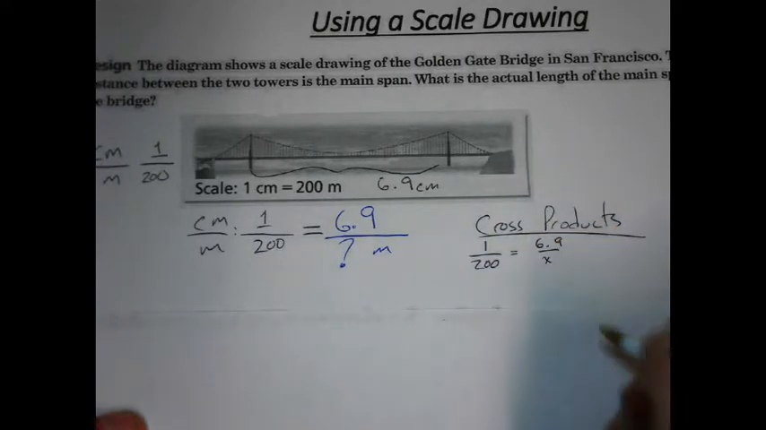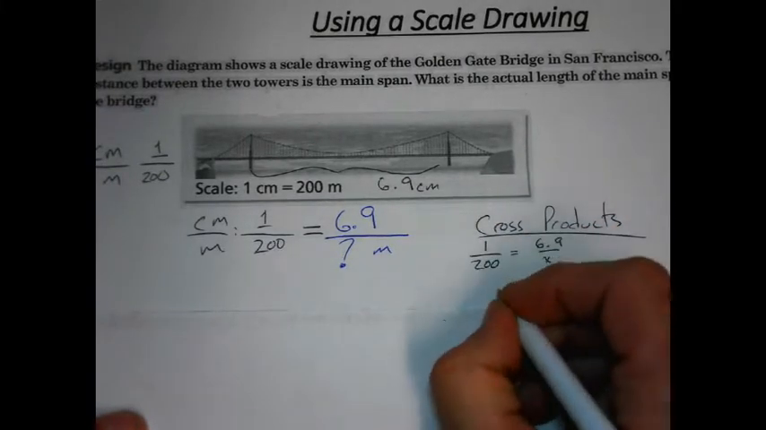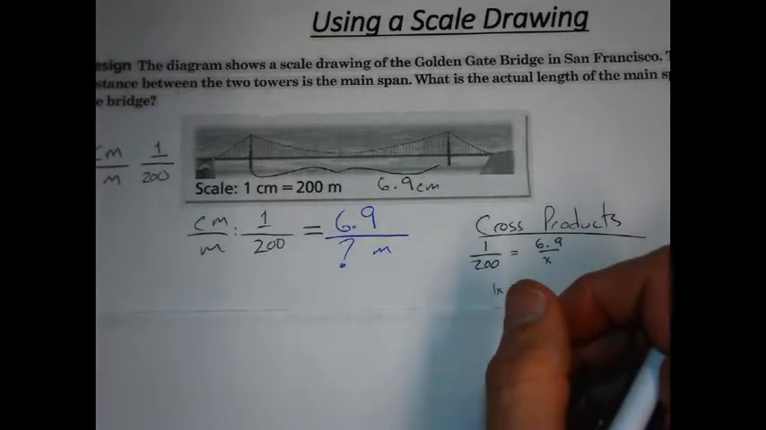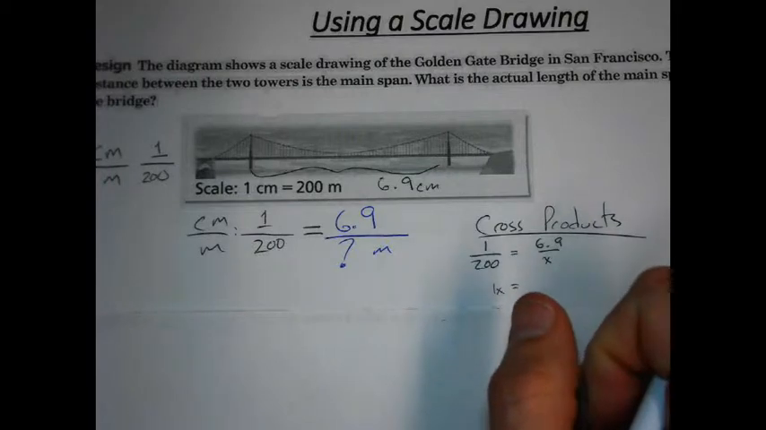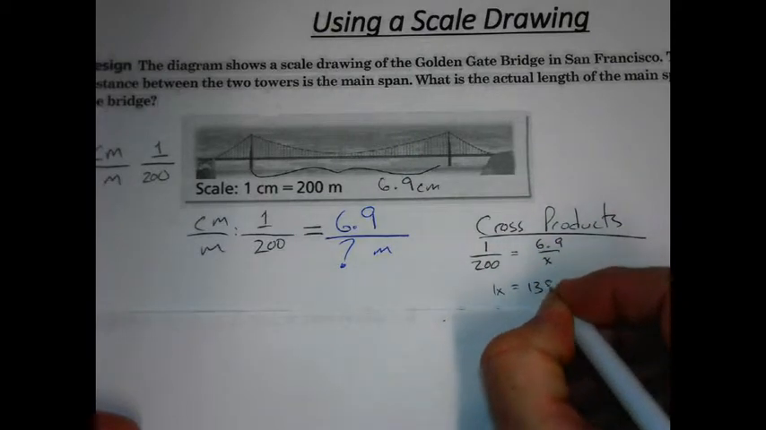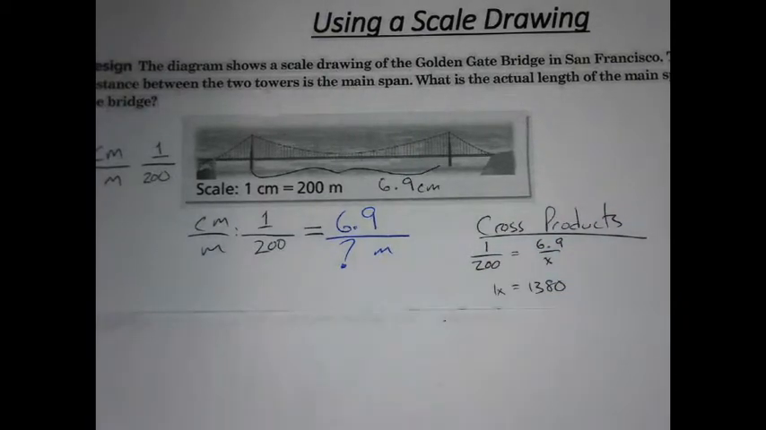And so we can cross multiply and divide. So 1x would be equal to 6.9 times 200, and we could use a calculator if you'd like. I mean, I could probably do this in my head, but I'd rather not. 1380 would be the result. So there is our result. So what does this mean?